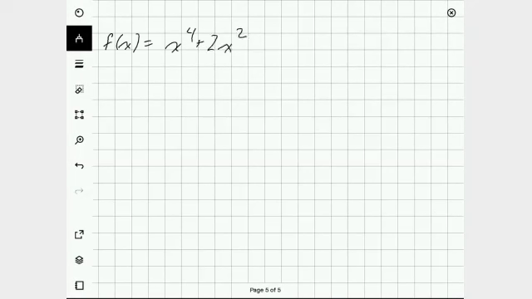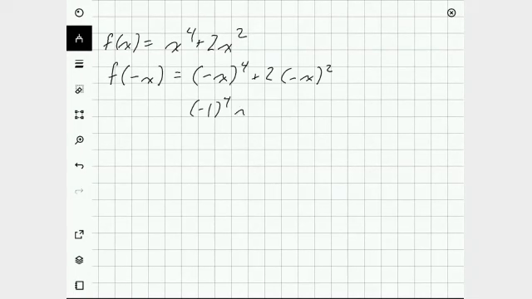So let's take a look at a couple of examples. F of x is x to the fourth plus 2x squared. To test this for symmetry, we're going to evaluate at the opposite of x, which means we have the opposite of x to the fourth power plus 2 times the opposite of x squared. And using the multiplicative property of exponents, this is negative 1 to the fourth times x to the fourth plus 2 times negative 1 squared times x squared.